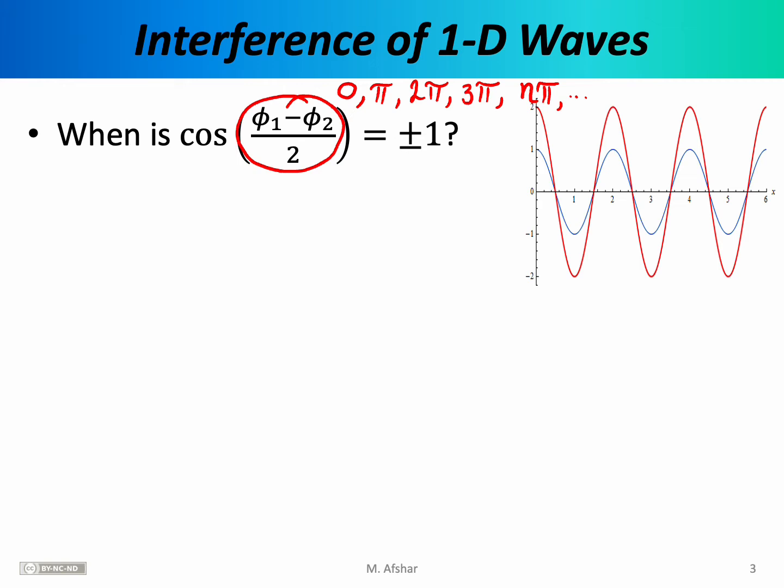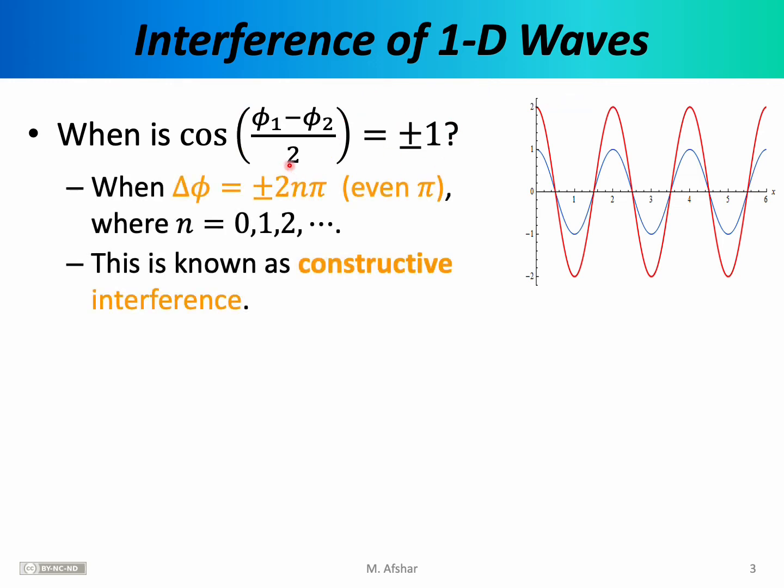What does that tell us about phi 1 and phi 2? Remember, we're talking about the superposition of 2 waves, and we want to know what phi 1 and phi 2 have to be in order to achieve this extreme case. It turns out in order for this argument to be some integer times pi, the difference between the two phase constants must be an even multiple of pi. For example, if phi 1 minus phi 2 is equal to 10 pi, then 10 pi over 2 gives me 5 pi, and cosine of 5 pi is one of these optimal values.